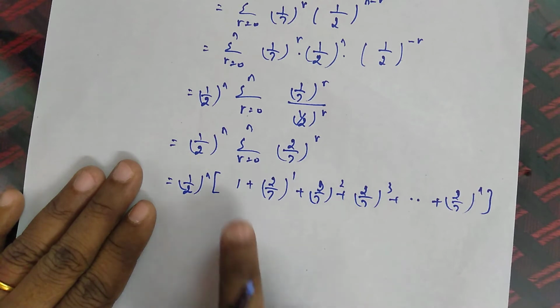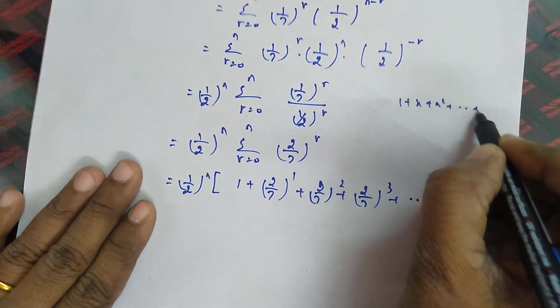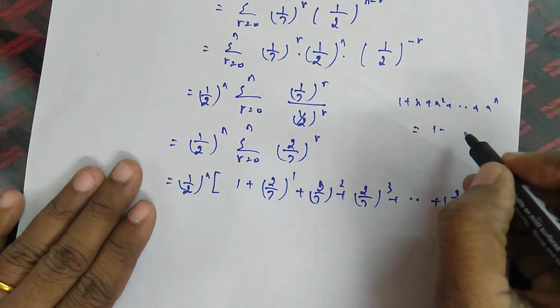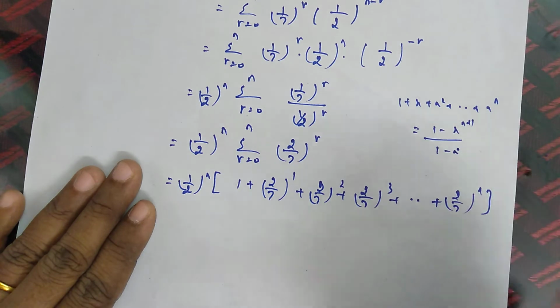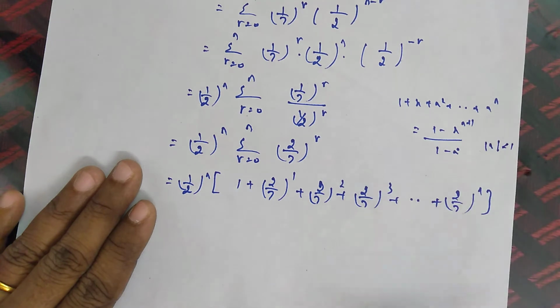Now this is of the form 1 plus x plus x square plus etc. plus x power n. So in this case we can apply the result as (1 minus x power n plus 1) divided by (1 minus x), because here mod x is less than 1. So if x is less than 1, we can apply this result. If x is greater than 1, we can apply (x power n plus 1 minus 1) by (x minus 1). So here x is less than 1, that is x means 2 by 7. 2 by 7 is less than 1, so we can apply this result.